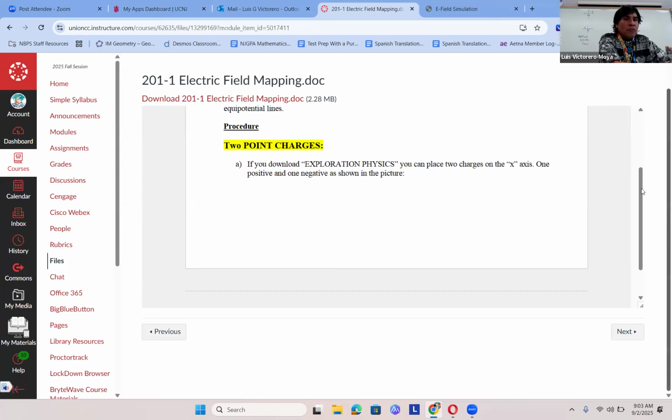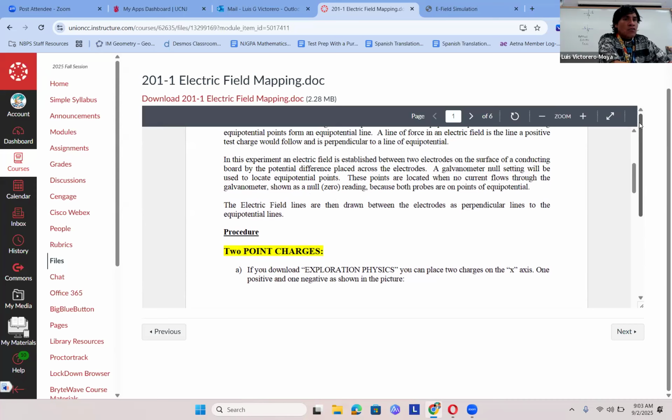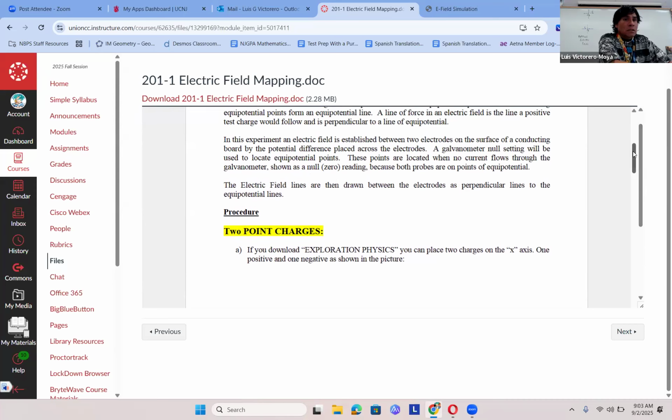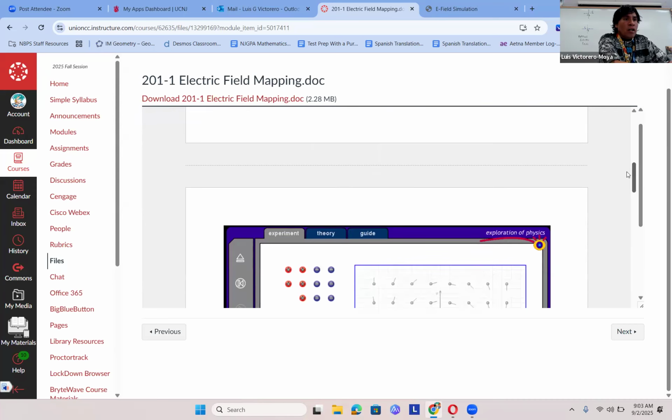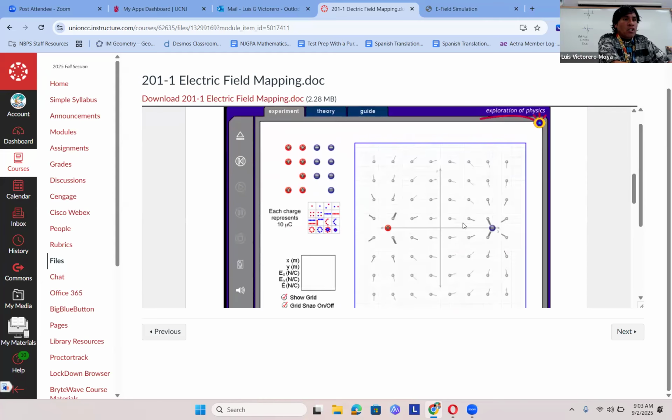If you're using Exploration Physics, the instructions are pretty clear. You are going to use the software and you're going to build a charge and another charge. And as you can see, these are the electric field lines. What you should do is draw the equipotential lines. And I'm going to show that on the board in a little bit.